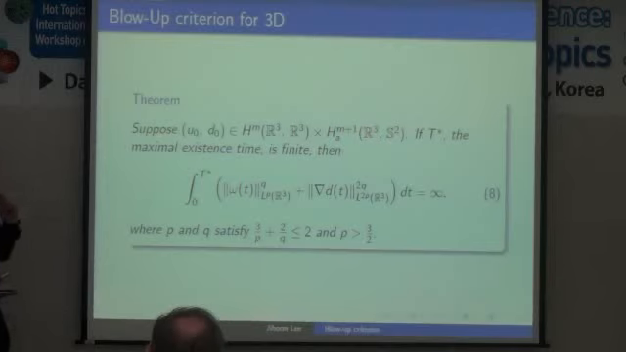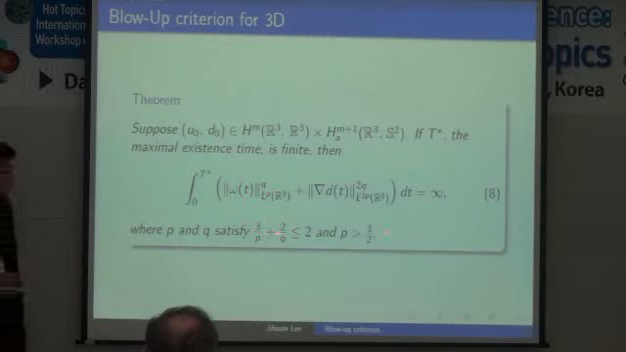Let me see. One fact is that this is another scaling invariant class. If we control omega, the vorticity, the curl of u, in 3 dimensions, if T star is the maximal existence time and is finite, or T star is the first blow-up time, then this quantity should be equal to infinity. And P and Q should satisfy 3/P + 2/Q ≤ 2, and P should be greater than 3/2.